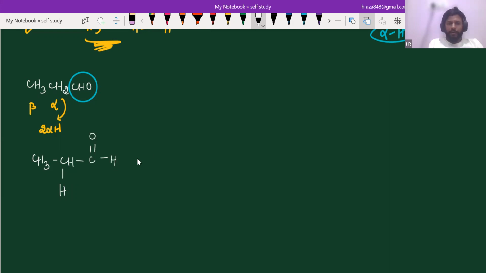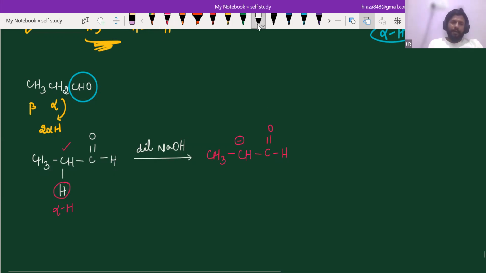In the first step, you are going to react this with dilute NaOH. If this is your alpha hydrogen, then you know that alpha hydrogen is most acidic, so remove this, and there will be negative charge. So you can see this is your CH3 and then CH, and then negative charge is there, and then C double bond OH. Now this negative charge makes this compound nucleophile. Yes or no? Answer me, Zab.